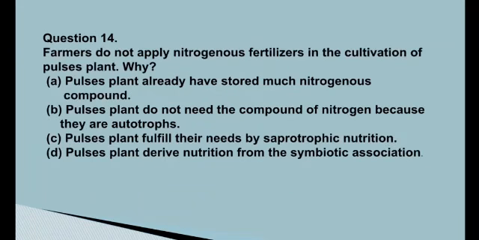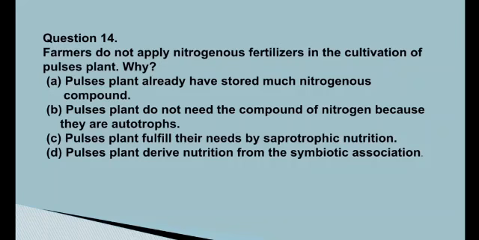Now we have question number 14. Farmers do not apply nitrogenous fertilizer in the cultivation of pulses plant. Why? You need to tell me the reason. Your options are option A pulses plant already have stored much nitrogenous compound. Option B pulses do not need the compound of nitrogen because they are autotroph. Option C pulses plant fulfill their needs by saprotrophic nutrition. Option D pulses plant derive nutrition from the symbiotic association.